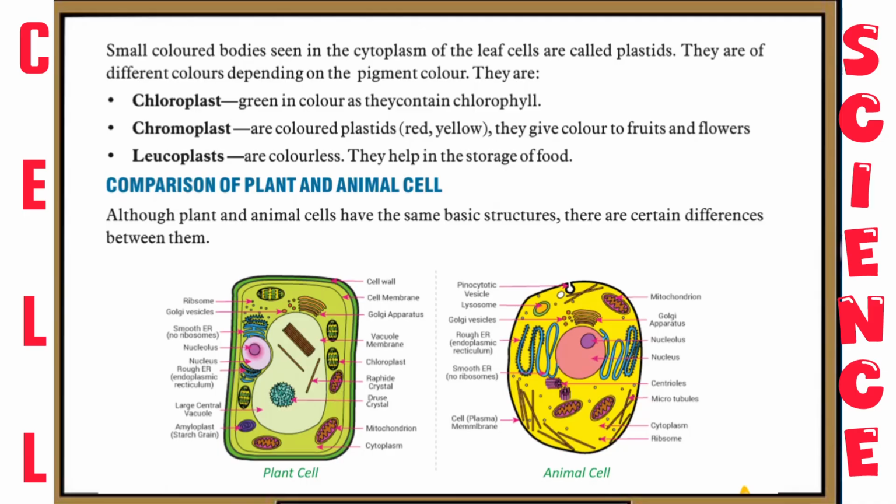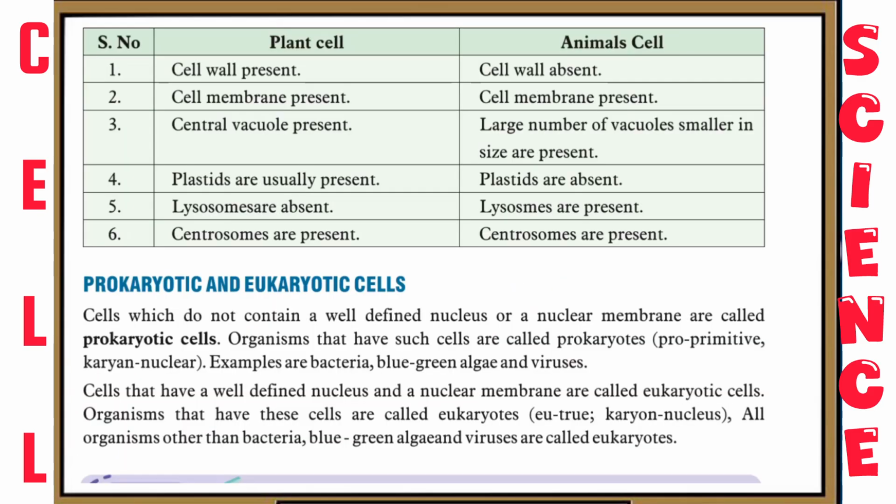So now let's see the next topic, that is comparison of plant and animal cells. Although plant and animal cells have the same basic structures, there are certain differences between them. So here you can see the picture of a plant cell and the next is your animal cell. So now let's see the difference. Here you can also see the table.